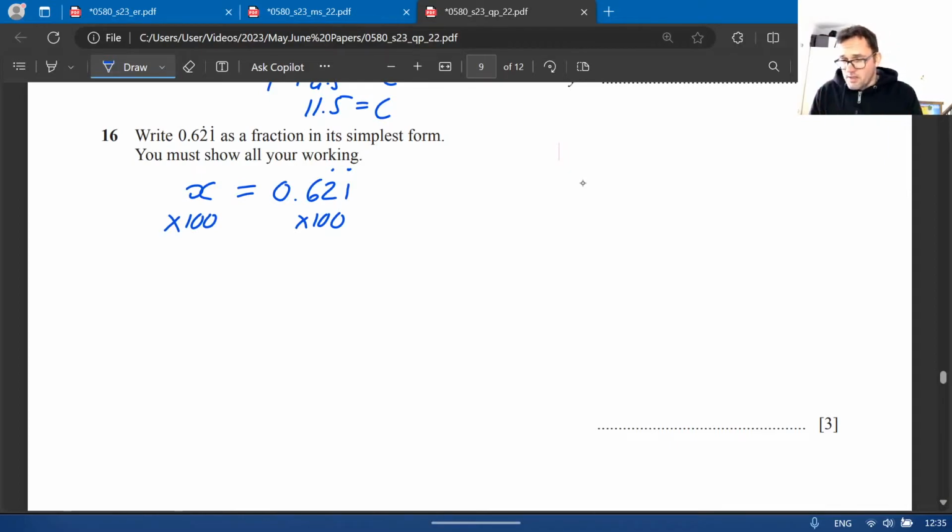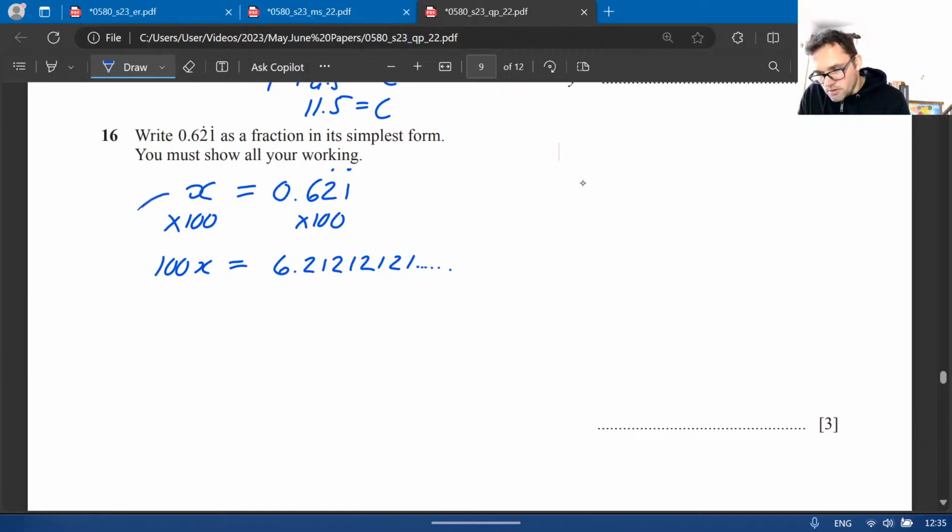Which will give us x times 100 is 100x, and 0.261 recurring. Move that decimal two places, and that will give us 6.21 recurring, which I'm going to write as 2, 2, 1. You know what 2, 1 recurring is. It just goes on forever, 2s and 1s.